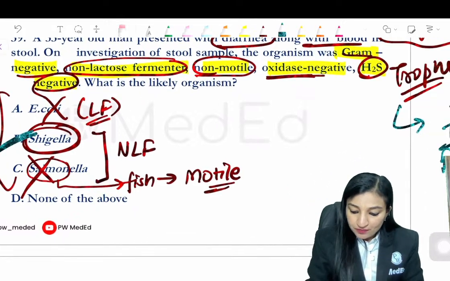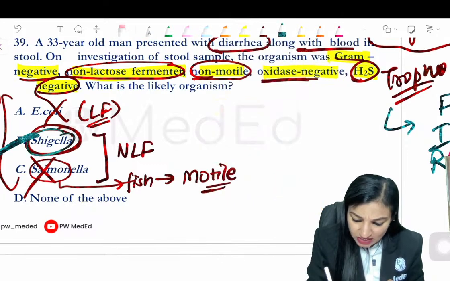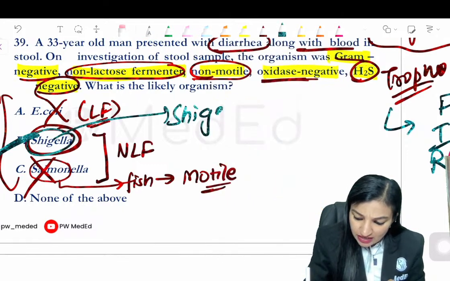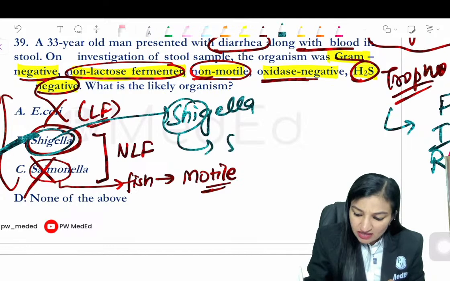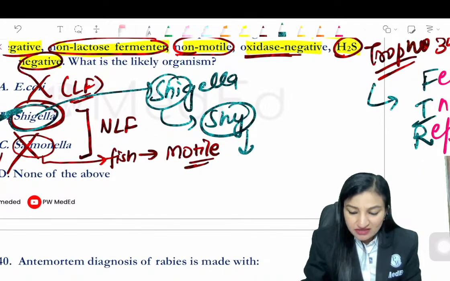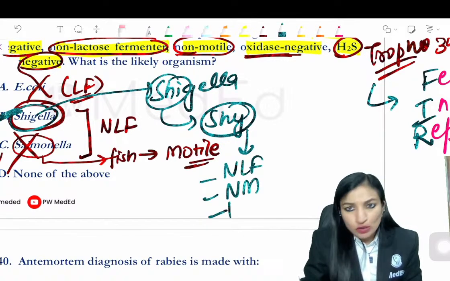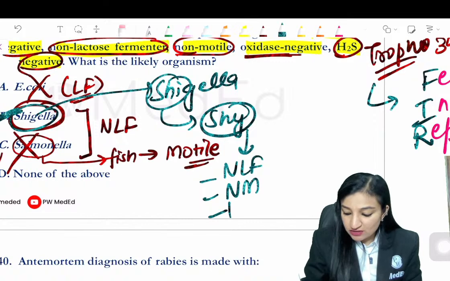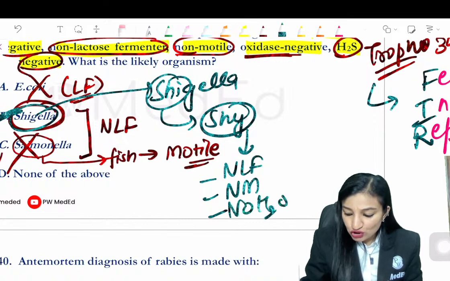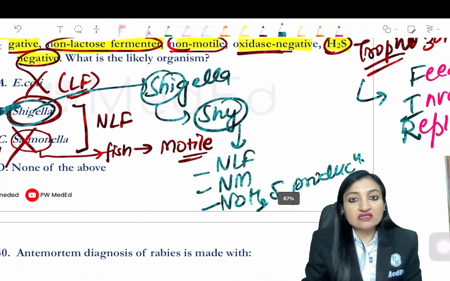Now remember, Shigella is a very shy kind of a fellow. Shy, remember, shy fellow. Very, very shy, as in, it will not do things. So it is non-lactose fermenting. It is non-motile. It will not produce H2S. No H2S production. Is this clear?